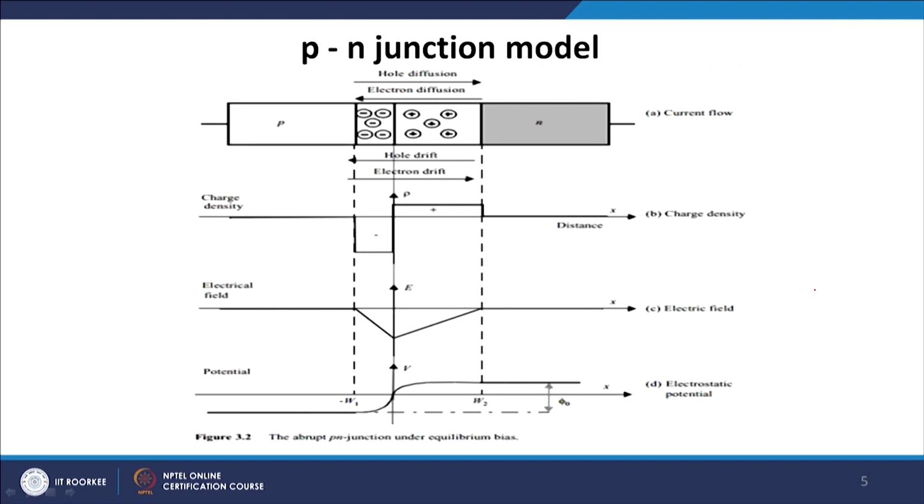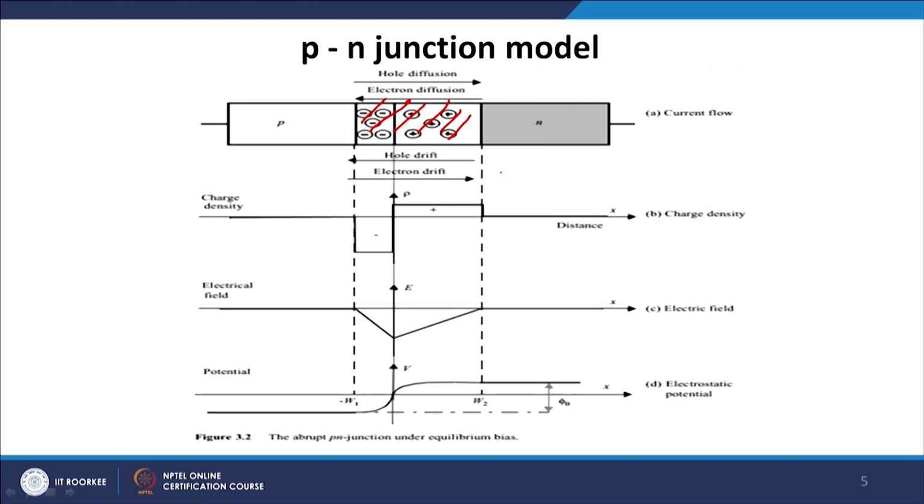We can also plot how the charge carrier density, the electric field, and the potential look in this semiconductor. If this is the PN junction, which has negatively charged immobile ions here and positively charged immobile ions on the n side near the junction, then electron diffusion happens from the n to the p side and hole diffusion happens from the p side to the n side, and my depletion region is this shaded area. So, the hole drift is happening from the n side to the p side, and the electron drift is happening from the p side to the n side.